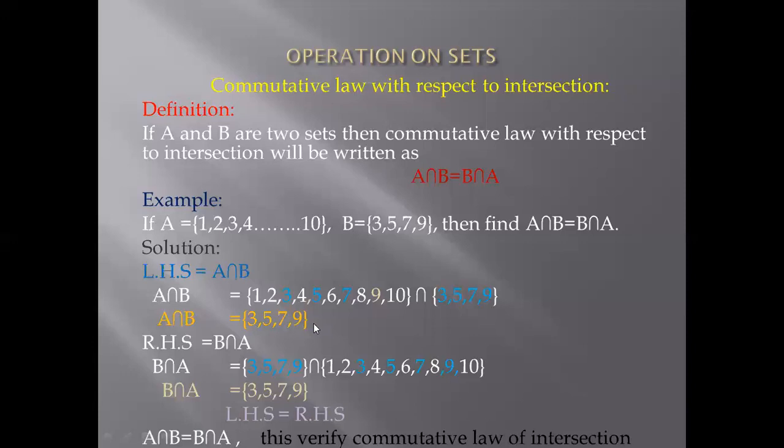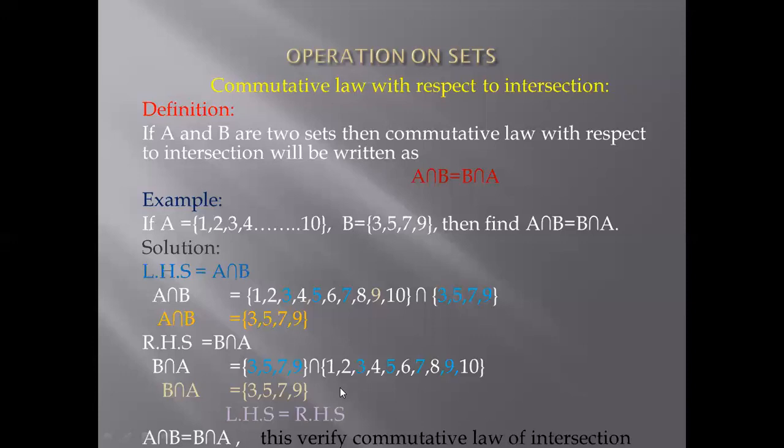Now we take the right hand side. In the right hand side we only change the position of the sets. Now this is B intersection A. It means first you write the set B, then the sign of intersection, and at the end we write the set A. Again, the procedure is the same, you take only the common elements, which are 3, 5, 7, 9.